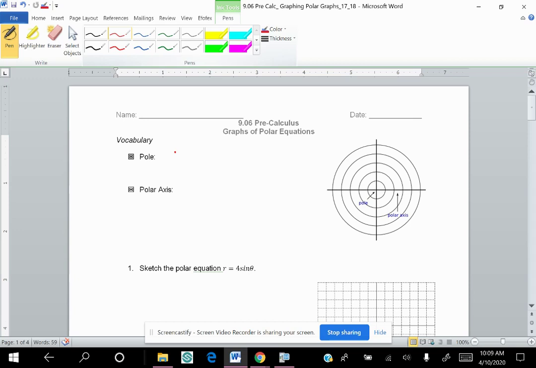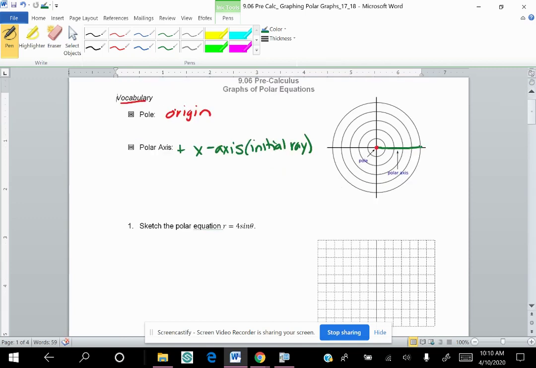The vocab that we're going to start with is the same as we talked about last time. You have a pole, and the pole is your origin, same as your origin right here. And then the polar axis is your positive x-axis, which would be the same as your initial ray if you were graphing an angle. Then that would be your initial ray for that angle.